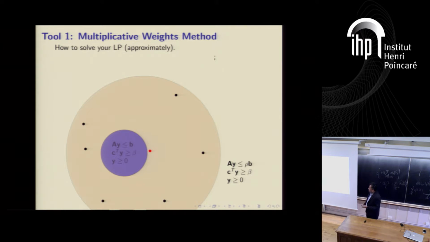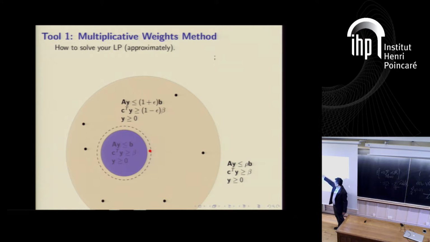All right. What can you guarantee? What you can guarantee is that if you were looking for Ay less than or equal to b, you end up getting something which is Ay less than or equal to (1 plus epsilon) times b. And if you are looking for C transpose y greater than something, you get a relaxation there. So in the sense that if this was your hard polytope, you kind of are in the neighborhood of that polytope. So that's a fascinating thing.